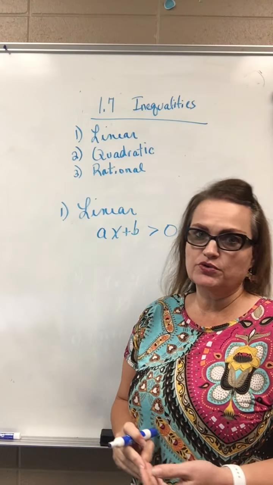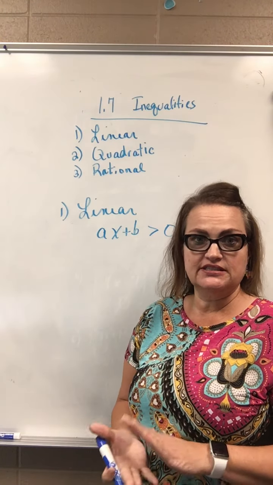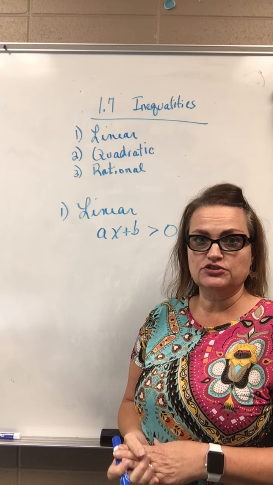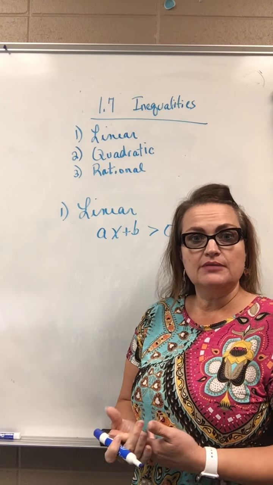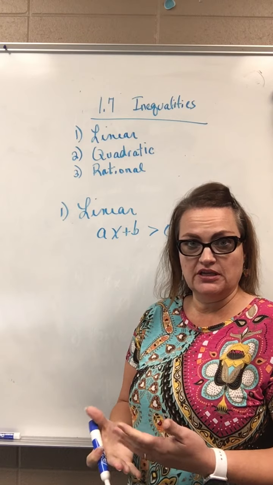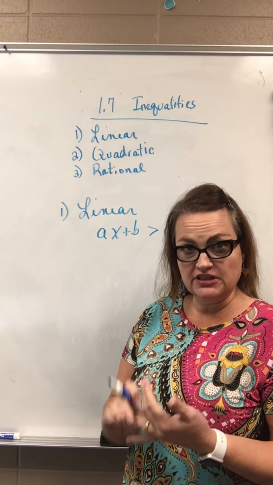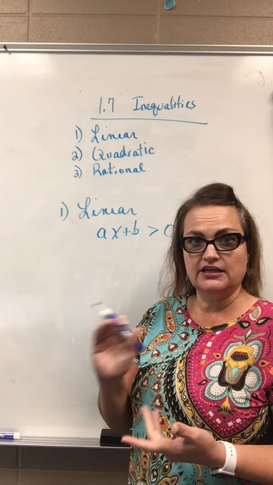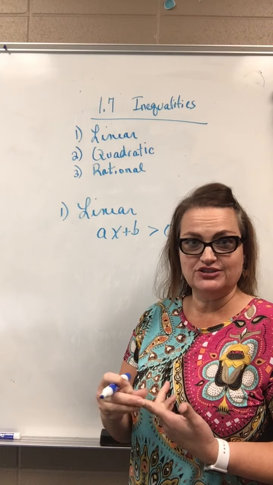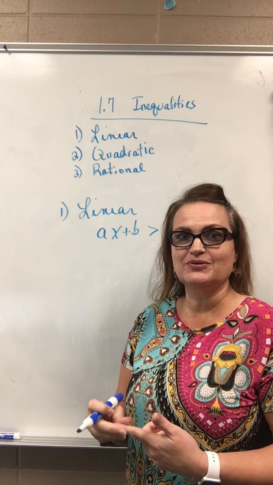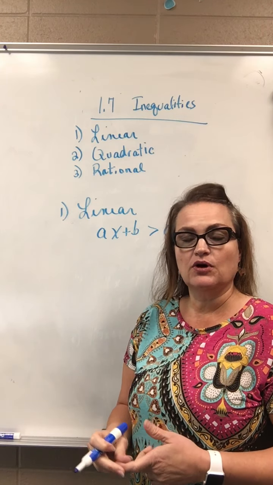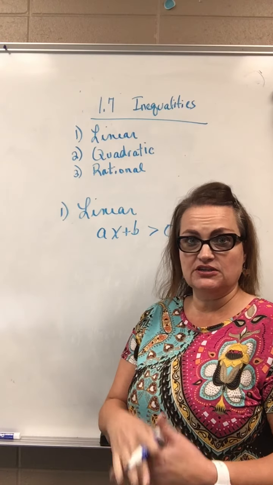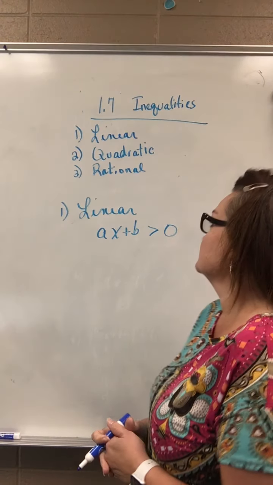Okay, so in this section we're going to talk about inequalities. This is section 1.7 of college algebra. And we have three types of inequalities that we'll be discussing in this section. We have a linear, quadratic, and then rational. Remember, rational means fractions in math, so we're going to do some fraction inequalities. Remember, the inequality means a greater than or less than symbol is involved.